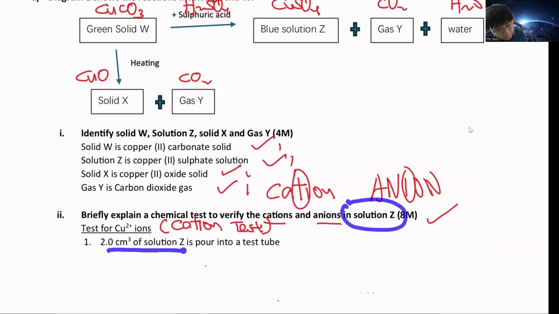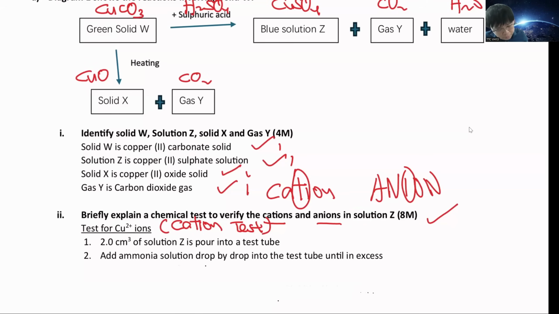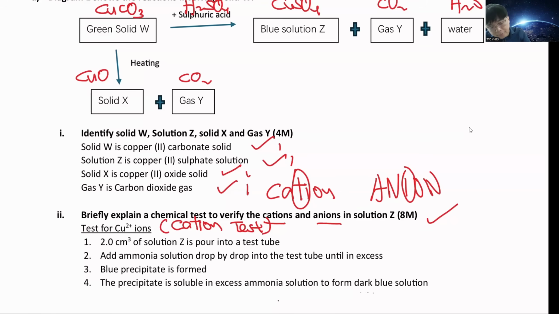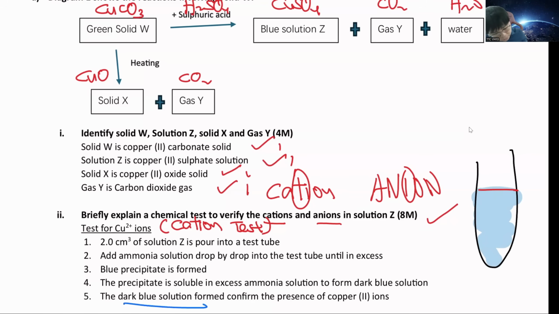So pour 2 cm³ of the solution J into the test tube. Then add the ammonia solution drop by drop into the test tube until excess. You'll get blue precipitate at the beginning. After that, if you put excess, the blue precipitate will dissolve to form dark blue solution. The dark blue solution formed will confirm the presence of copper(II) ion. Here they'll give you around 5 marks like this. It depends on the marking scheme.